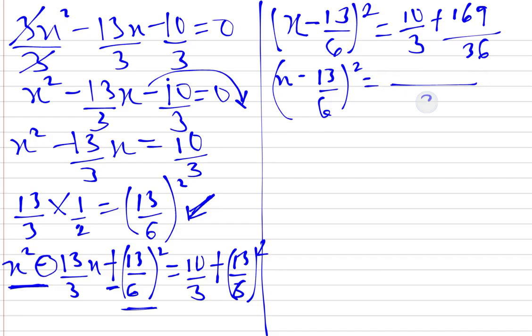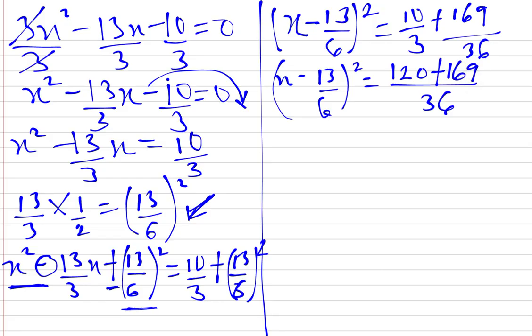LCM of this is what? 36. I see, 3 in 36 will give us 12. So 12 times 10 will give us 120, plus 36 in 36 is 1. 1 times 169 will give us 169. Are you seeing that now?